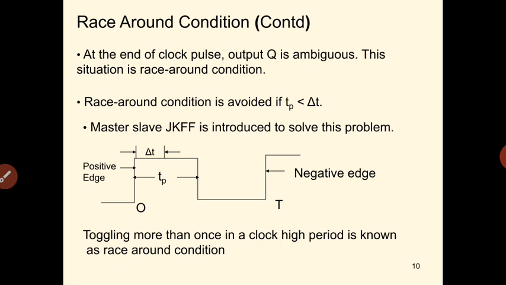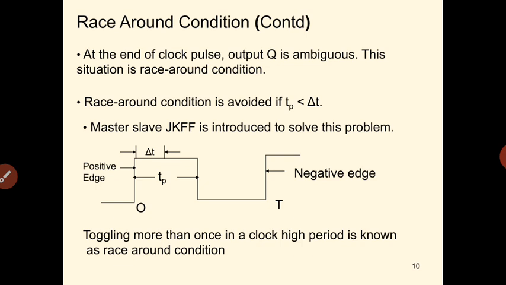So this is one way of avoiding the race around condition, by considering TP less than the propagation delay of the flip-flop. But choosing a clock signal for which TP is less than the propagation delay is very difficult. Choosing a clock signal satisfying the condition TP less than delta t is very difficult.